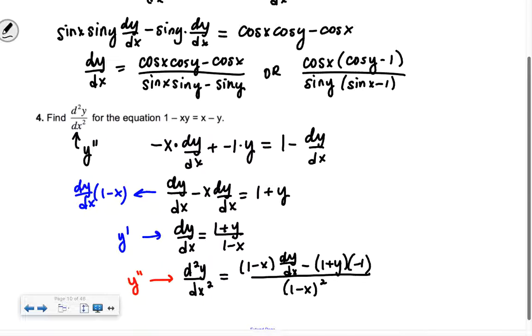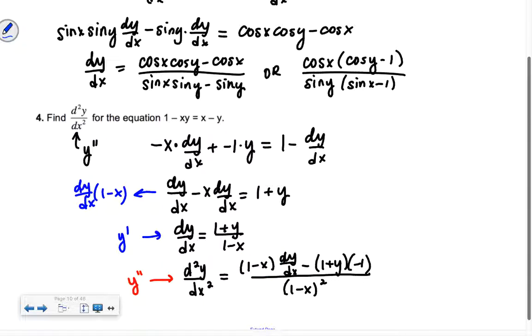So the low is 1 minus x. The derivative of 1 plus y is just dy over dx. Low d high minus high d low. The derivative of 1 minus 1x is just negative 1, all over the square of what's below. Got it? All right, so now what do we do?